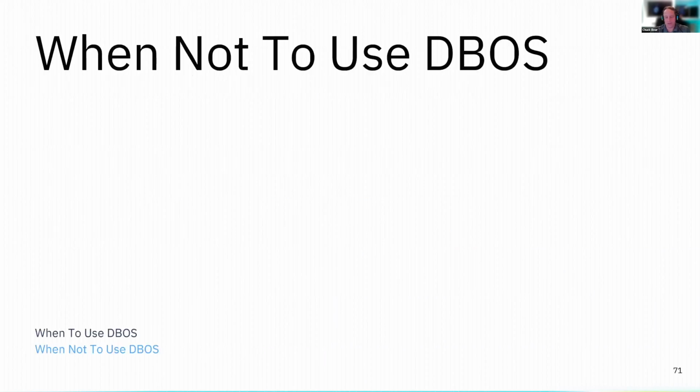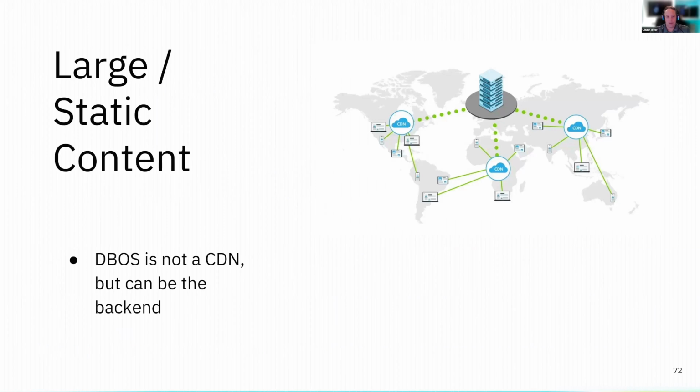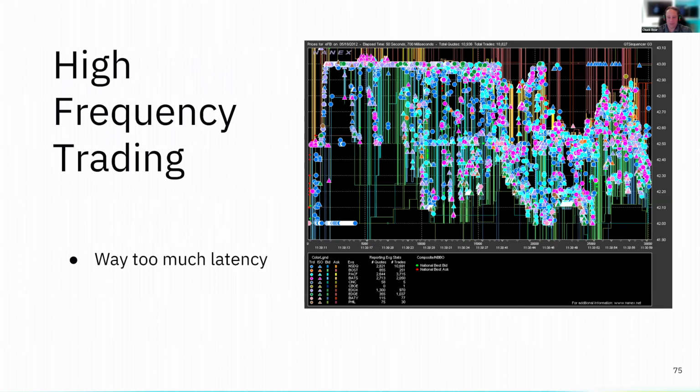As important, though, as when to use DBOS, I think it would save people a bit of frustration to tell them when not to use DBOS. If you have large static web content, that's probably not something you would use DBOS for. We are not a CDN. We're more coming at it from the other side. If you've got a very data-driven website, all the high frequency trading people show up because they want to learn about something new. Too much latency for that.